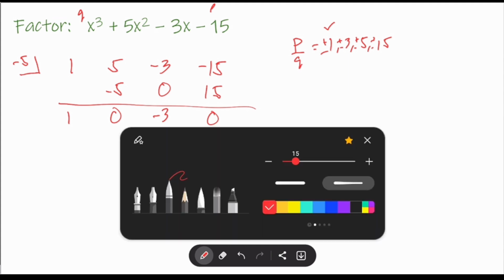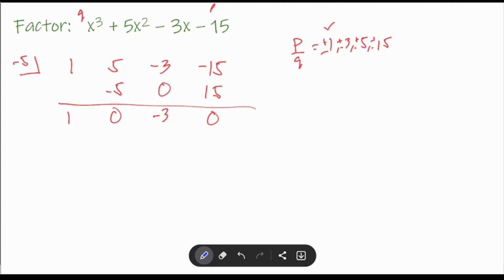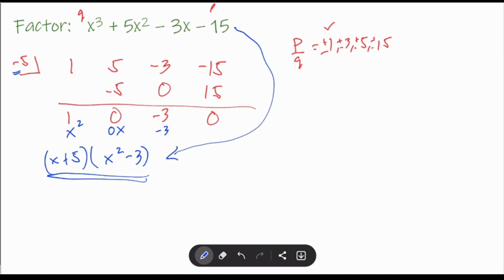So that means one of the factors of the given is, since this is negative, x plus 5. You write the opposite sign. Then the first coefficient is x squared, this is the 0x, and this is the constant -3. So we put x squared minus 3, and then you continue to see if this can be factored. But since x squared minus 3 can't be factored anymore, it's not a difference of 2 squares, just leave it as the final answer. So the factored form of this given is x plus 5 times x squared minus 3.